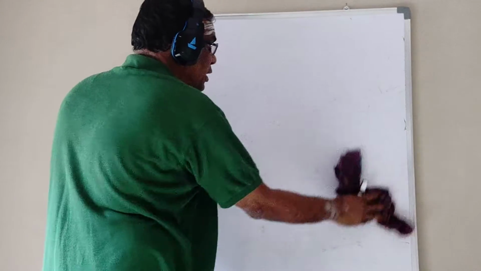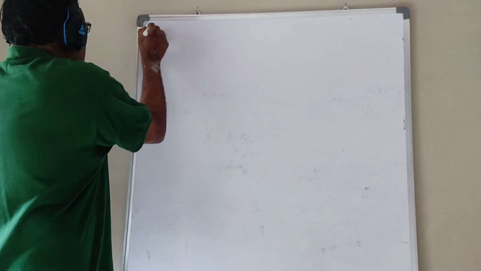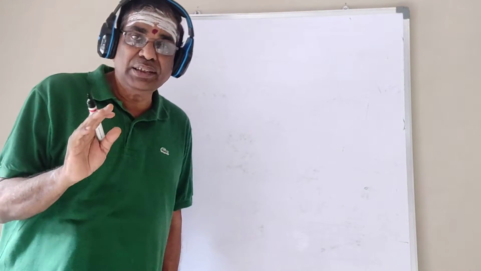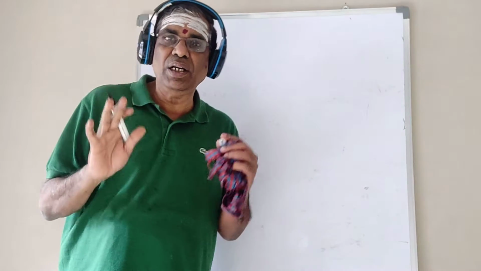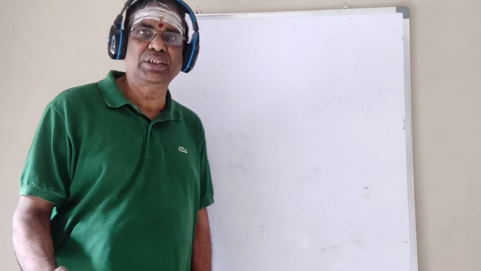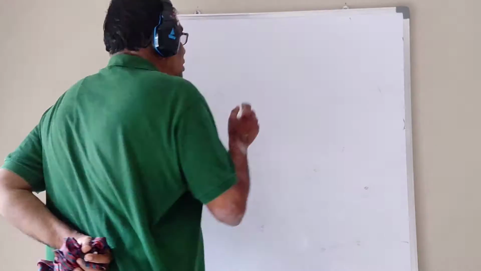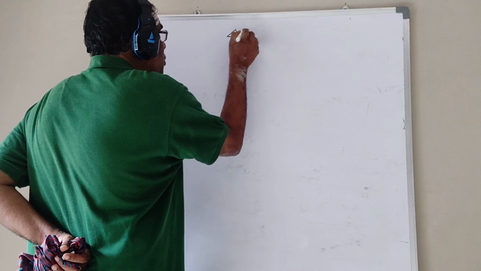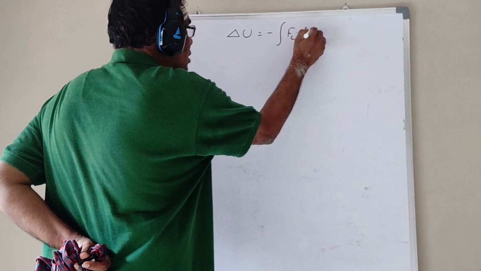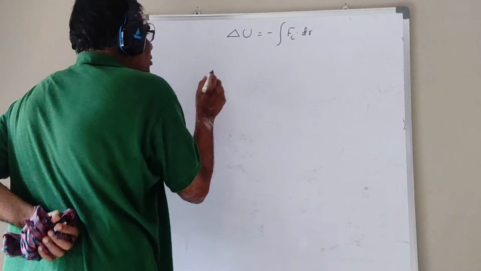So, from this, one very important thing you should always remember is what? Potential energy is defined only for conservative fields or conservative forces. How to get the potential energy expression? I told you that delta U is minus Fc dot dr. Okay? This is how it is.